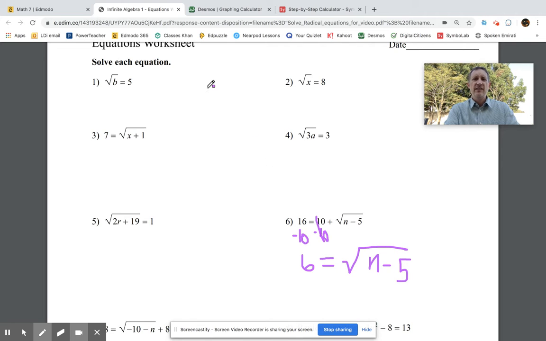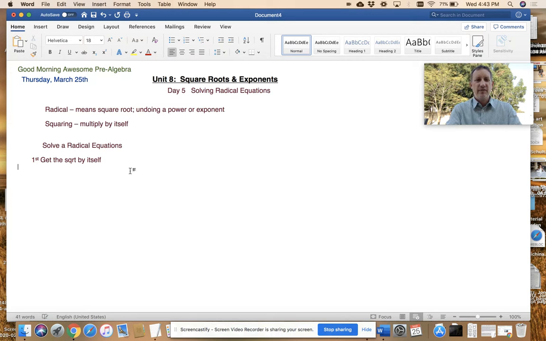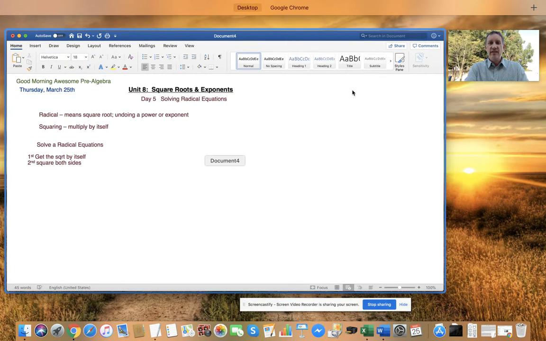All right, now let's look at the next step. Now that you have the square root by itself, the second thing is you want to get rid of the square root by squaring it. So square both sides of the equation. Oops, I put the S in the wrong spot. Square both sides. All right, and so let's go ahead and do that.